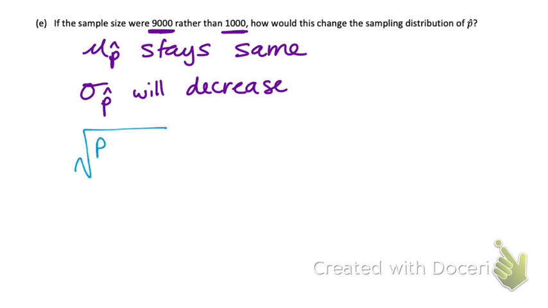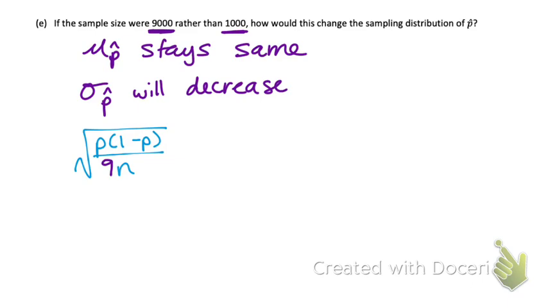The standard deviation of p-hat has this formula: the square root of p times 1 minus p, divided by the sample size. If I take the sample and multiply it by 9, which is how I get from 1,000 to 9,000, then what does that do to my original standard deviation? If I increase n by 9, what does that do to the overall standard deviation?